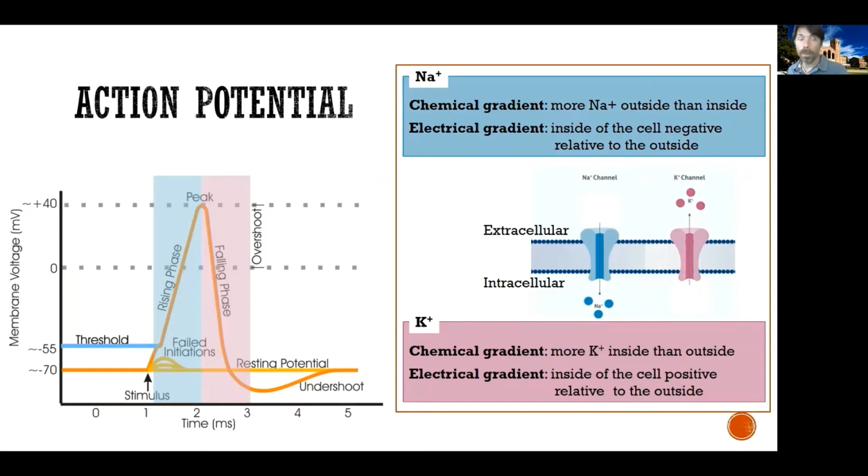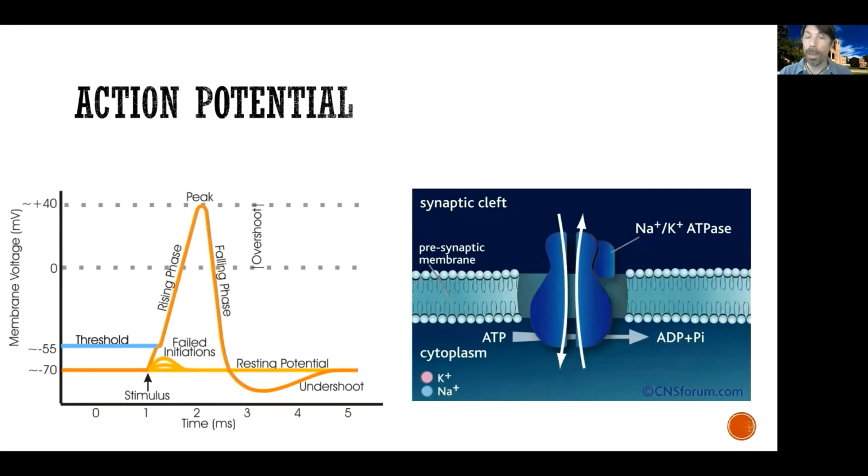We need to restore the electrochemical gradient. So we need to push potassium back inside and push sodium outside. And this takes energy. To do this, there's the sodium-potassium pump, or sodium-potassium ATPase, which is this protein that you see right here. And the job of the sodium-potassium pump, or ATPase, is to push out at every cycle, out of the cell, 3 molecules of sodium and push into the cell 2 molecules of potassium.